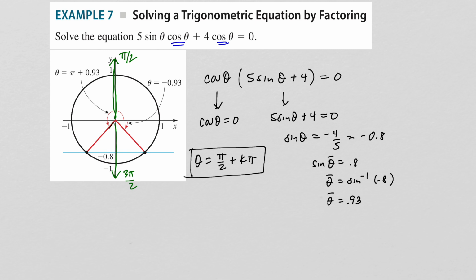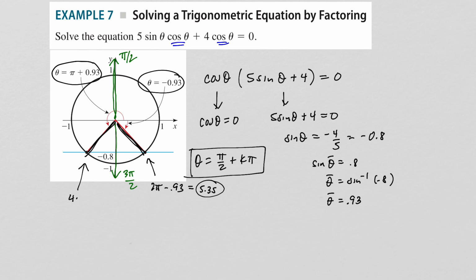And then your angle here in the third quadrant is going to be pi plus 0.93, and the angle in the fourth quadrant is going to be 2 pi minus 0.93. Now, they express it as a negative value. I actually don't like that. I'm going to express this as 2 pi minus 0.93. And we can approximate that. So 2 pi minus 0.93 is 5.35. And then the other one is pi plus 0.93. And we can also approximate that one, which is 4.07.